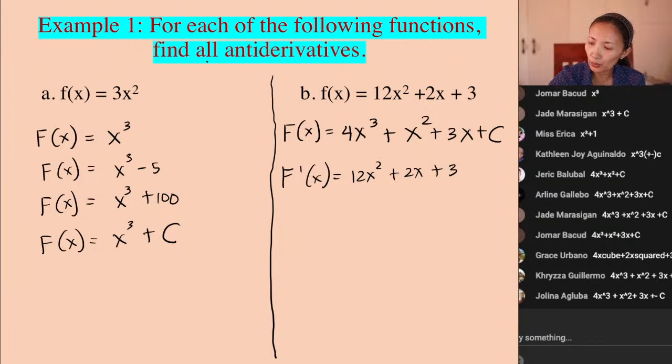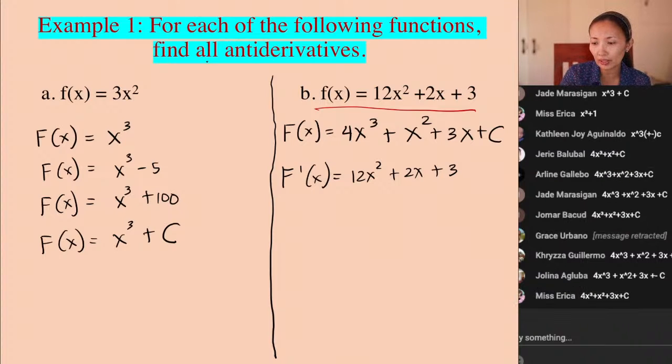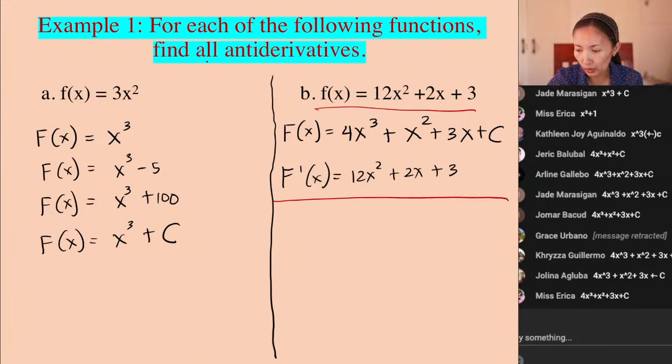So we got 12x squared plus 2x plus 3. Now, question: how did you arrive at this? Let's go back to letter A first so that we can see the relationship between derivative and antiderivative. For letter A, how did you come up with x cubed? Remember your power rule? Let's recall our power rule for derivatives.